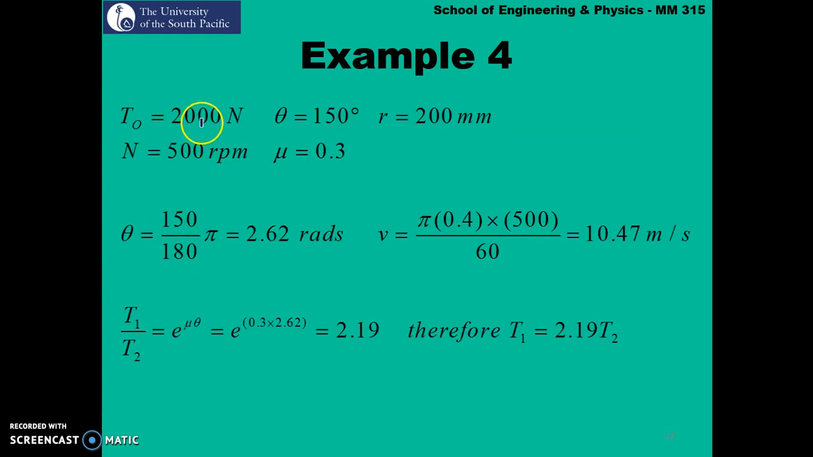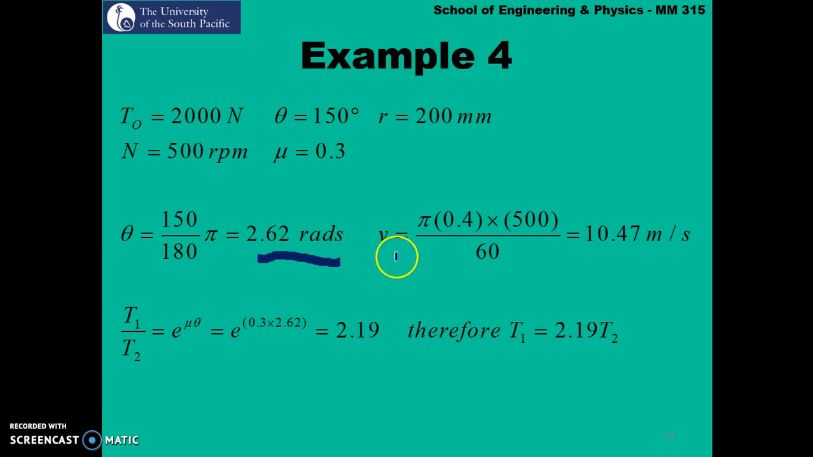So list the variables that you know. T0 is 2000 Newton, the wrap angle was given as 150 degrees, the radius of the pulley was 200 mm, the speed at which the pulley is rotating was given as 500 revolutions per minute, and the coefficient of friction was given as 0.3. The first thing is you need to convert the wrap angle from degrees into radians. So theta is simply 150 over 180 times pi, so you get your wrap angle as 2.62 radians.